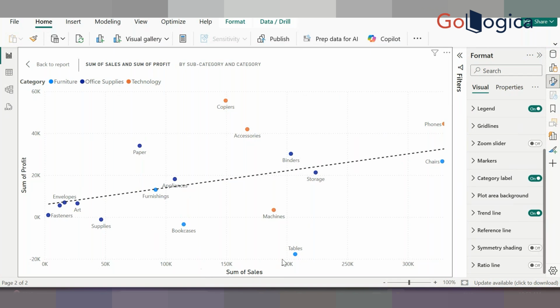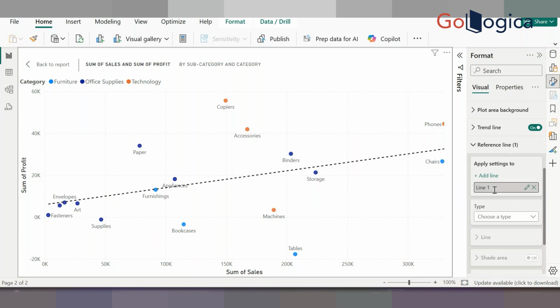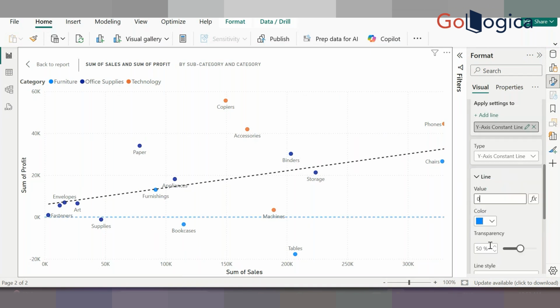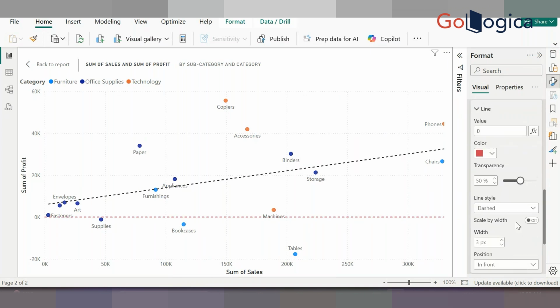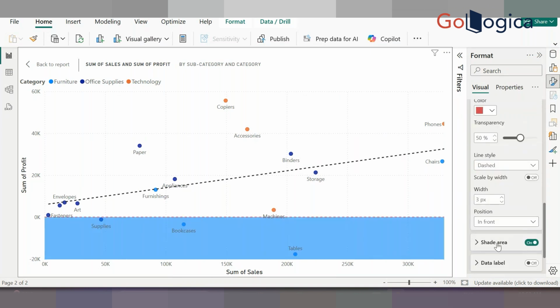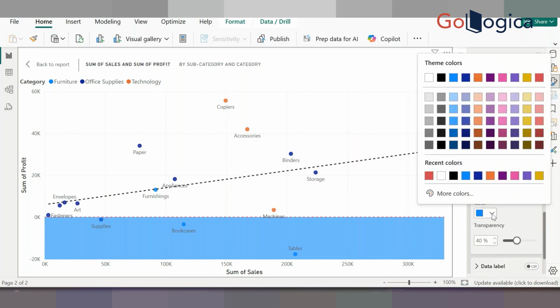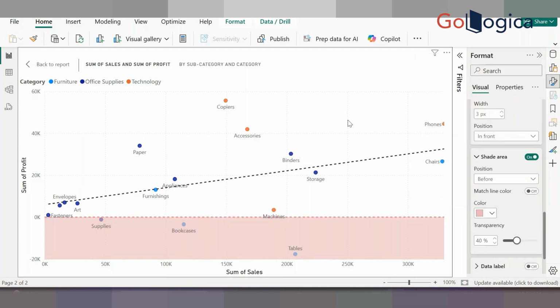If you want to draw a constant line, you can just do it with a reference line. In the reference line, say I want to add a new reference line as a constant on your y-axis. When you say 0, you can give it a color, and you can fill this also. We see that supplies, bookcases, and tables have a negative profit. Machines is very close to that 0 line, and so on.